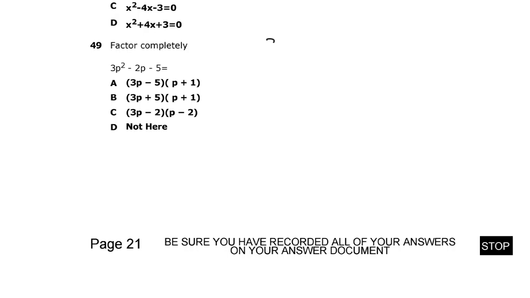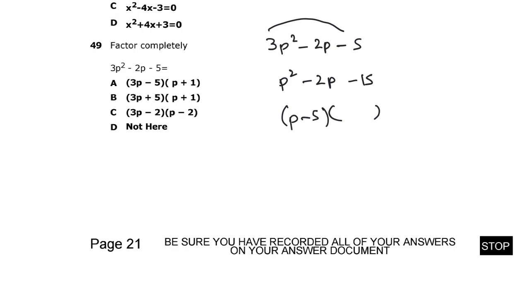We're going to factor completely, so we have 3p squared minus 2p minus 5. 3 times negative 5 gives you negative 15, minus 2p, p squared. Remember, we did the glide and slide method, and we're going to go ahead and factor this. So this is p minus 5, p plus 3, since negative 5 times 3 gives you negative 15, and negative 5 plus 3 gives you negative 2. Remember, you still have to divide by 3. So it's 3p minus 5 times p plus 1. The answer is A.